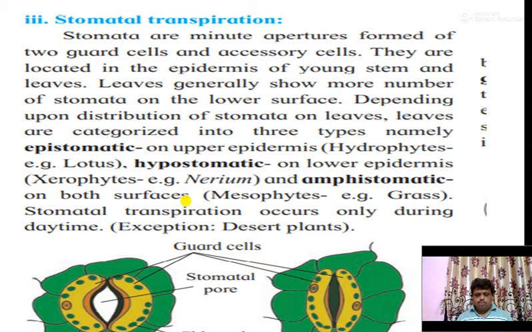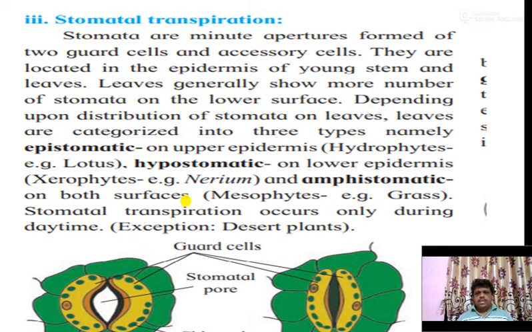Leaves generally show more stomata on the lower surface. Depending upon the distribution of stomata, leaves are categorized into three types. Epistomatic means the stomata are present on the upper surface of the leaves. Hypostomatic means the stomata are located on the lower surface. Amphistomatic means the stomata are present on both the upper and lower surfaces of the leaf.